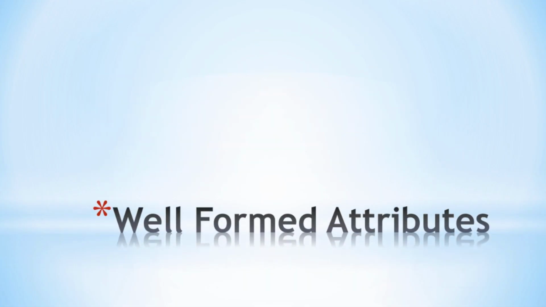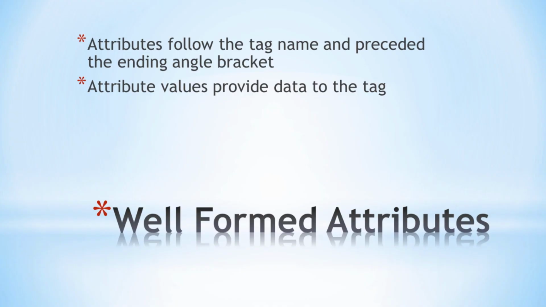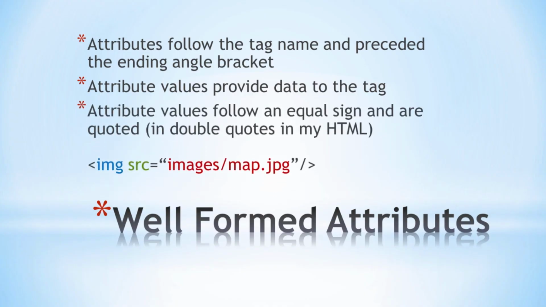Now, let's look at well-formed attributes. The other thing that you can do is you can pass data to tags by attributes. They follow the tag name and precede the ending tag bracket. And attribute values provide data to the tag. Now here's how you do an attribute. You say the name, you say equal, and then you quote it, in my case, always in double quotes, what the attribute is. Here's an example of an image tag.